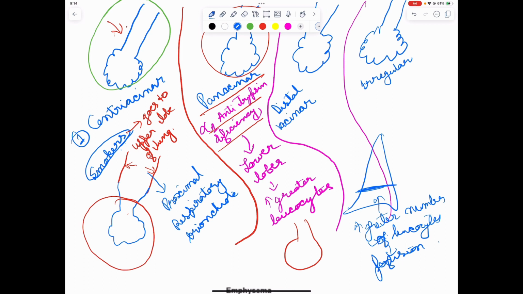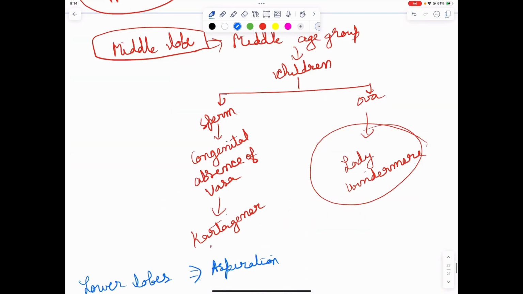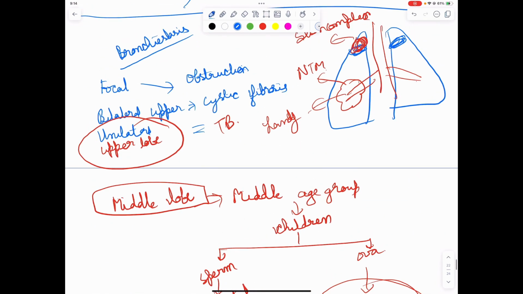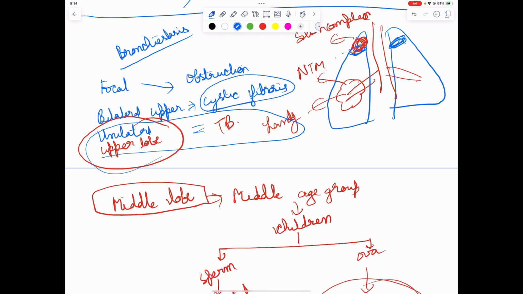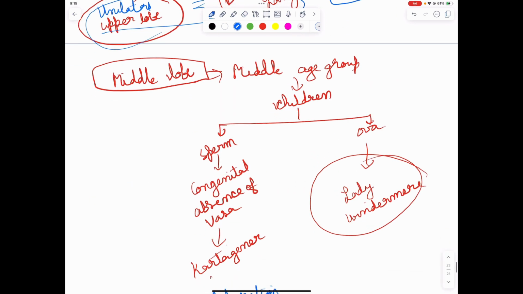Now distal acinar, or irregular, emphysema is also seen, but the irregular one is the most commonly seen histologically. Now we move on to bronchiectasis. If there is focal bronchiectasis, then it manifests in the form of obstruction. If there is bilateral upper lobe involvement, that is, both the lobes are involved, that means we are dealing with cystic fibrosis. But if only one lobe is involved, where Ghon complexes are found, that is only on one side, there would be TB. Now we come on to the middle lobe.